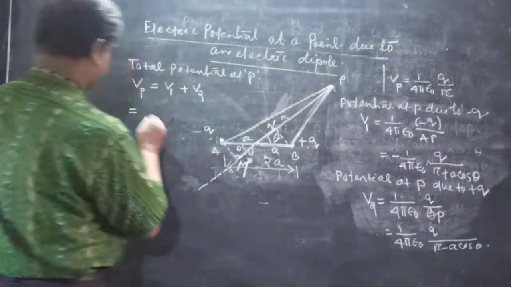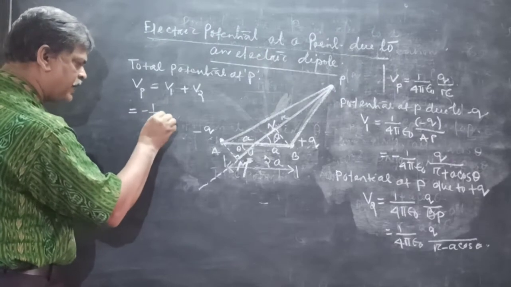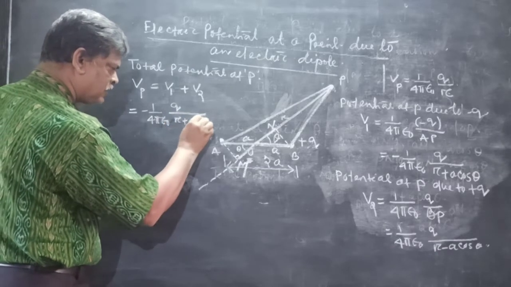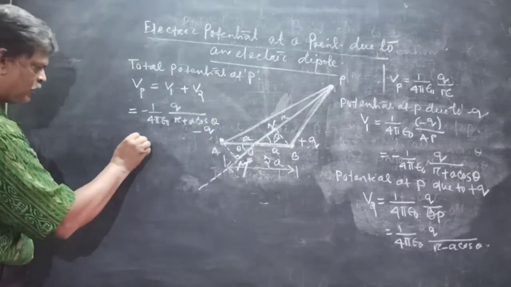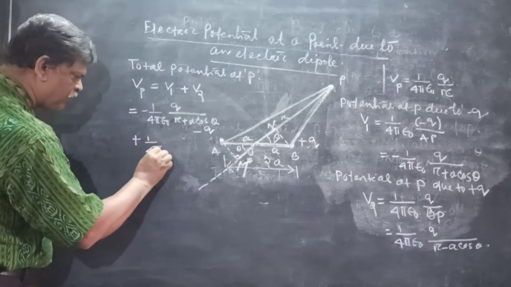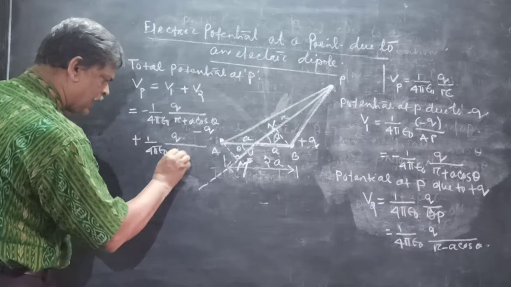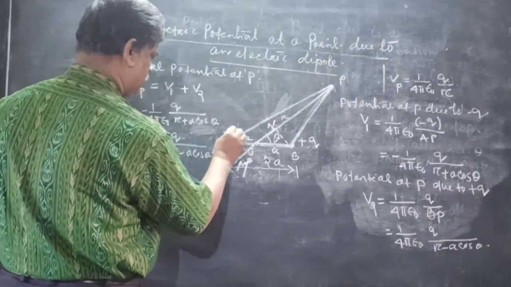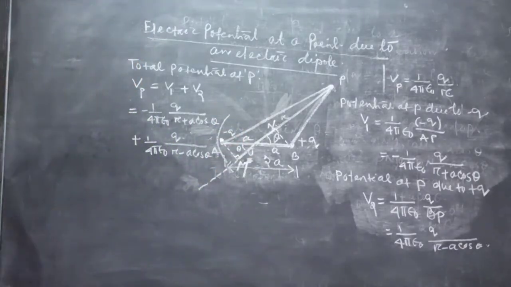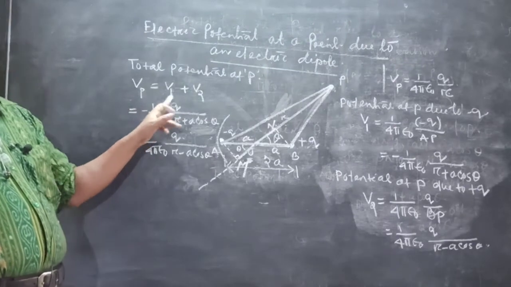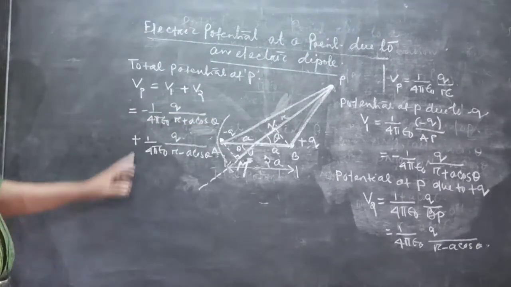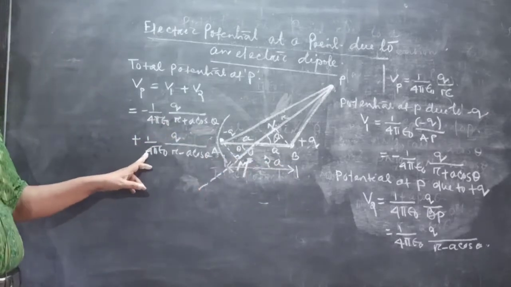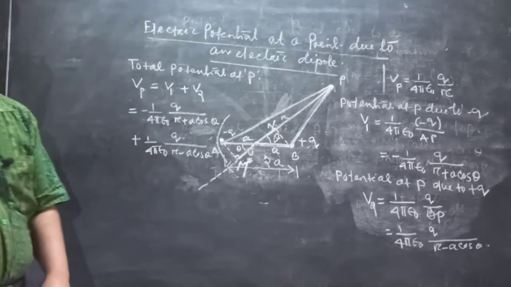You can write V1 is minus 1 by 4 pi epsilon 0 Q by R plus A cos theta, and V2 is plus 1 by 4 pi epsilon 0 Q by R minus A cos theta. Clear? Potential at point P is equal to V1 plus V2 using the principle of superposition. That is V1 is minus 1 by 4 pi epsilon 0 Q by R plus A cos theta. Then V2 is equal to 1 by 4 pi epsilon 0 Q by R minus A cos theta.